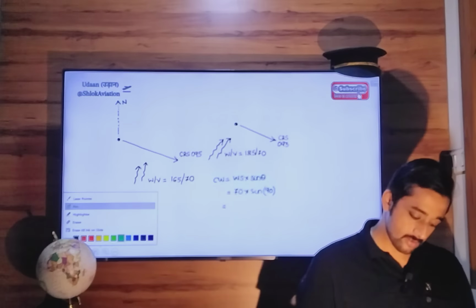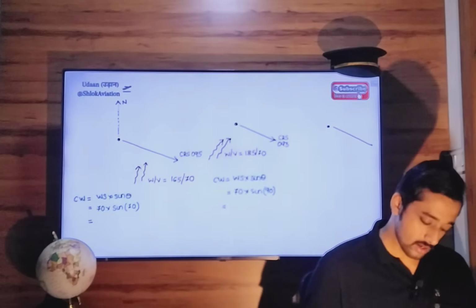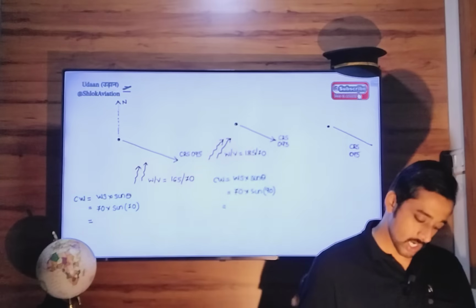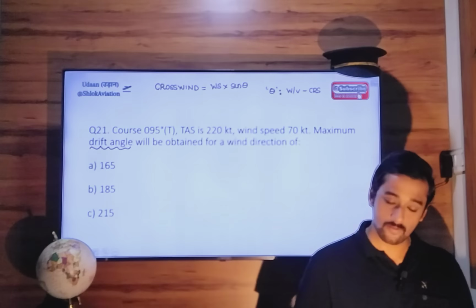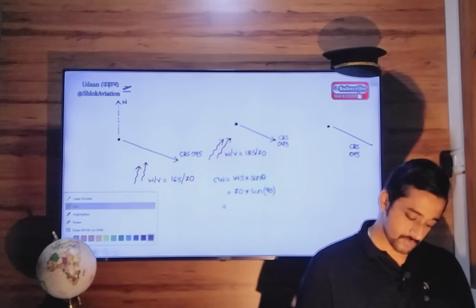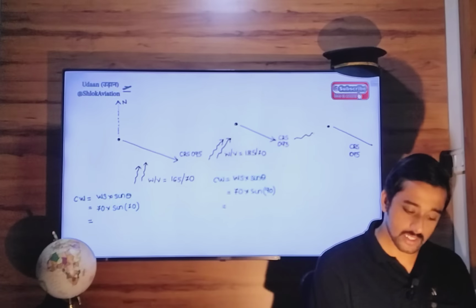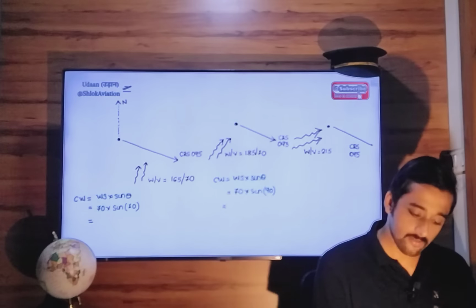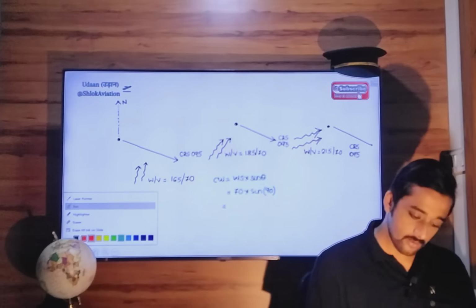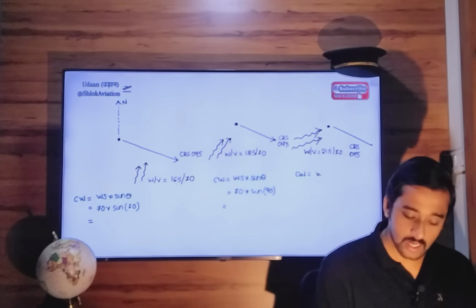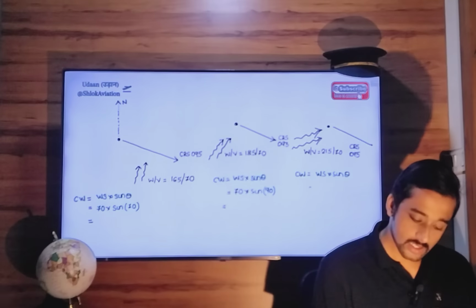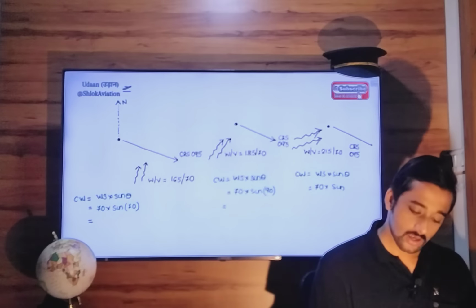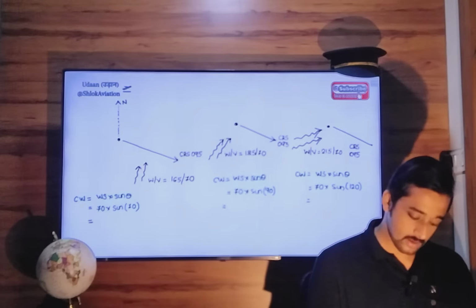In the third option that they have given, again, course is 095, winds are blowing from 215 degrees. It will be something like this. Wind velocity 215 at 70. So crosswind will be equal to wind speed into sine theta, 70 knots into sine of 215 minus 95, sine of 120. So let's solve this.